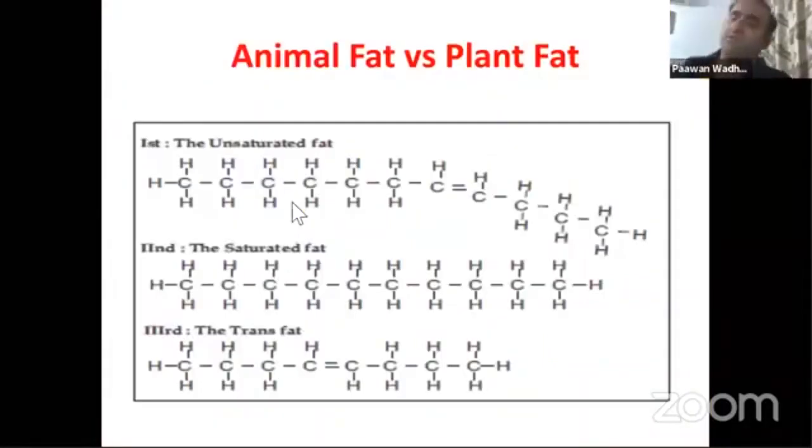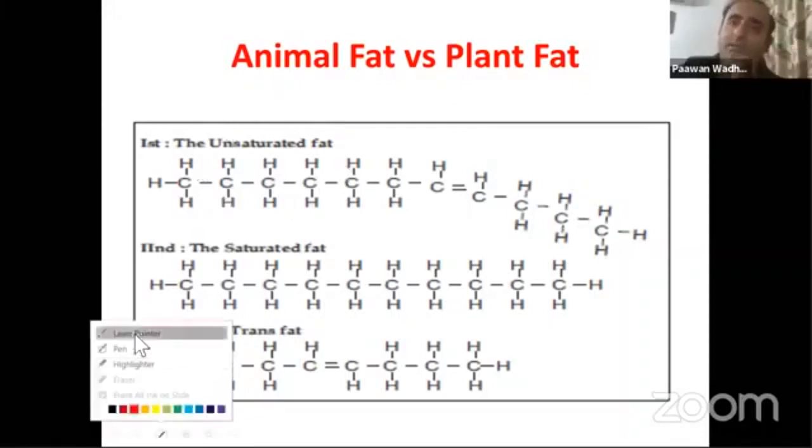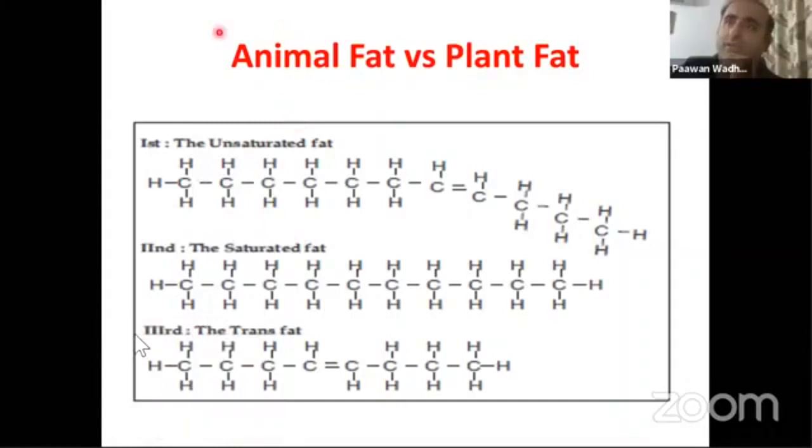Now let us discuss again about animal non-veg food. Non-veg food is, I say, animal, which contains a lot of animal fat. Now what is the difference between animal fat and the plant fat? See, this is the unsaturated fat, right? So unsaturated fat is the plant fat.